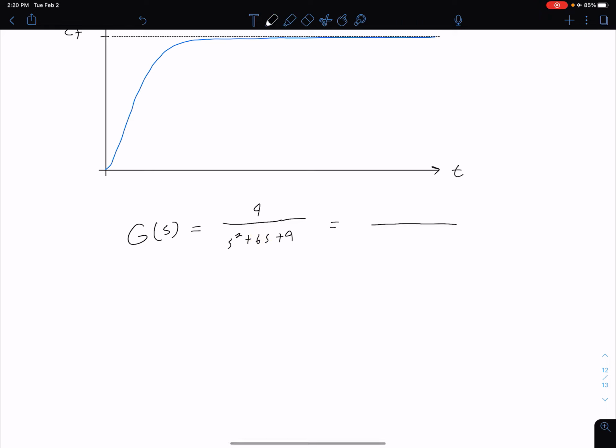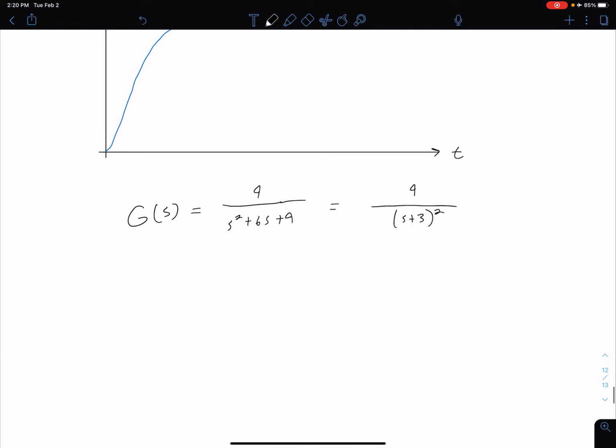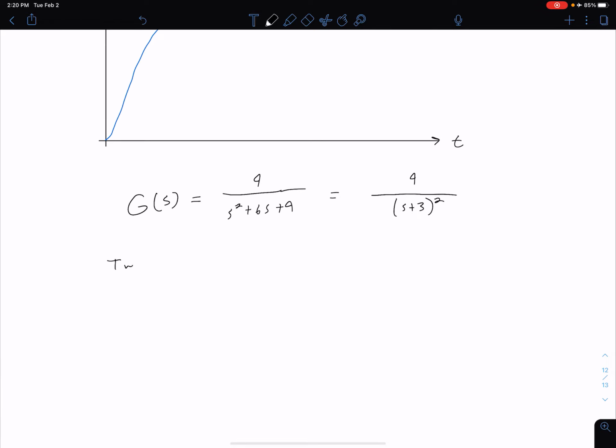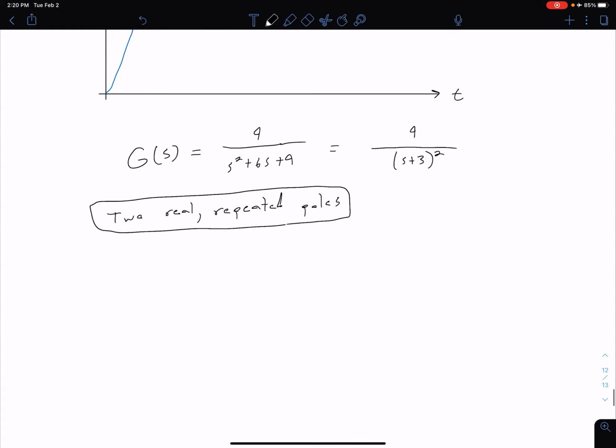Just like with all the other cases, we can find our poles. In this case, we have s plus 3 squared. So we have s plus 3 times s plus 3. So what we have are two real and repeated poles. So this is going to correspond to our critically damped case.